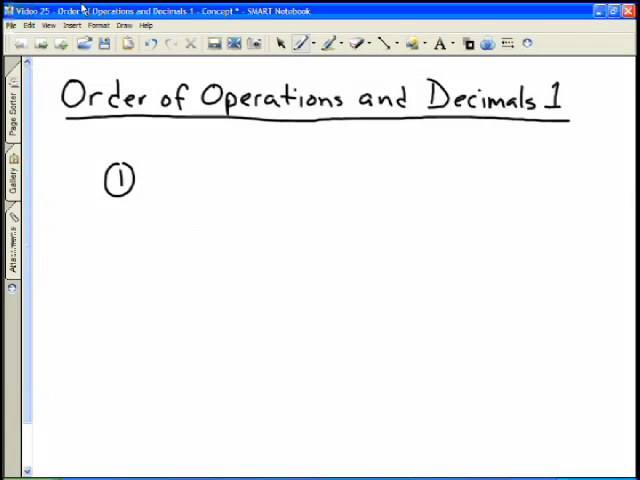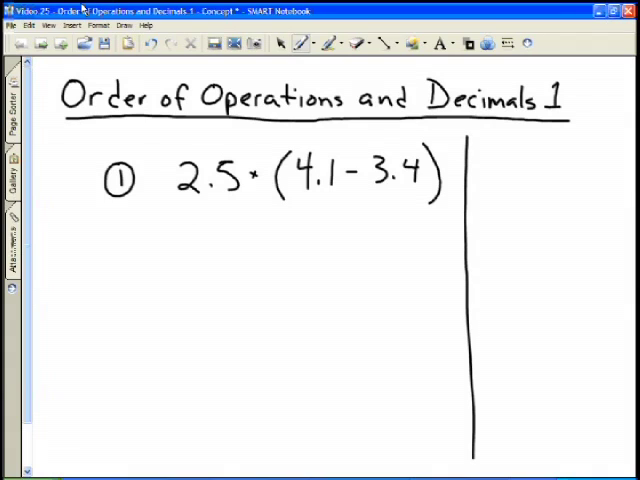So if we look at an example like this, 2.5 times bracket 4.1 minus 3.4. So we know we have to do our brackets first. Now I'm going to do a bunch of work on the side here so that I don't clutter my answer here. So 4.1 minus 3.4, we know we have to do first because that appears in brackets.